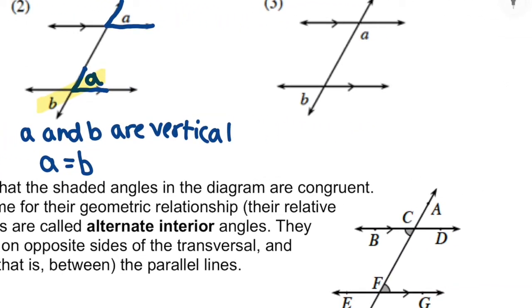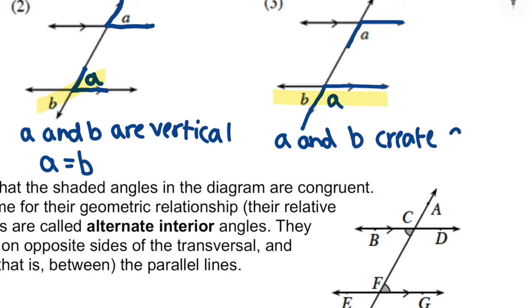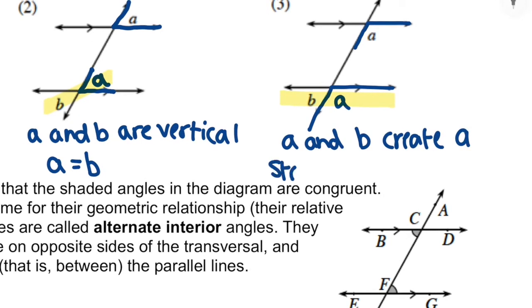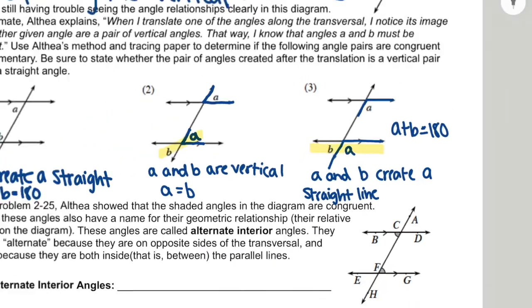And then we're doing the last one, taking that A, moving it down with our tracing paper. What you're going to end up with is A right here. And A and B create a straight line together. So A and B create a straight line. So A plus B will equal 180. So we've got some information.